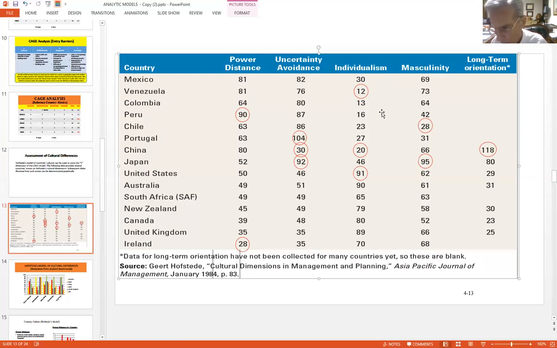And finally, masculinity, before we get into the new dimension. This is a very misleading dimension. This is not about gender or sex at all. Hofstede used masculinity and femininity as metaphors for the behavior of economies and masses of people.